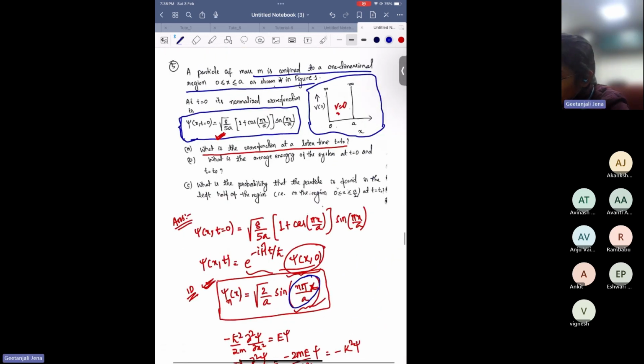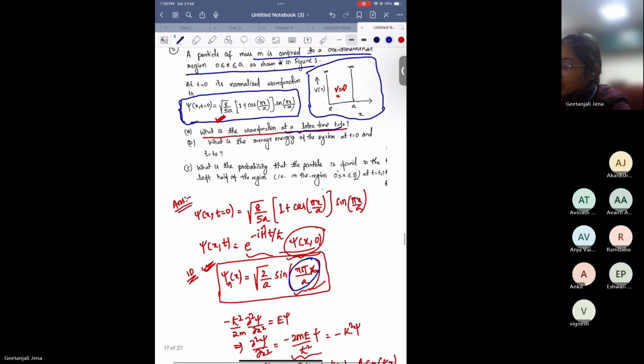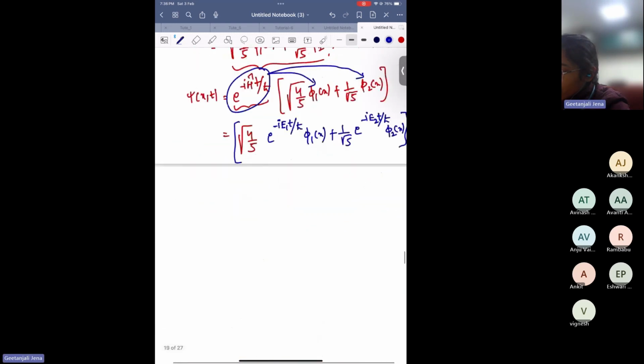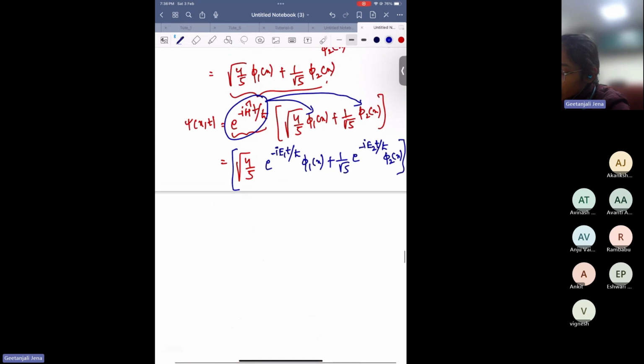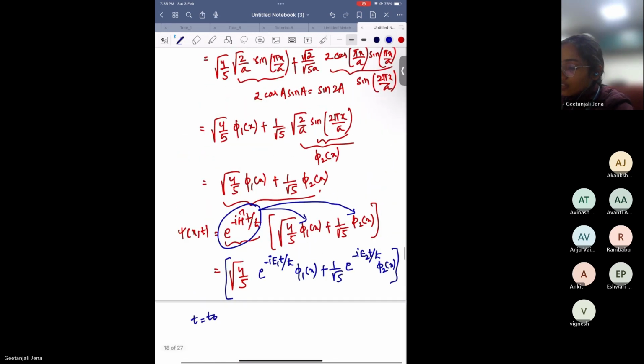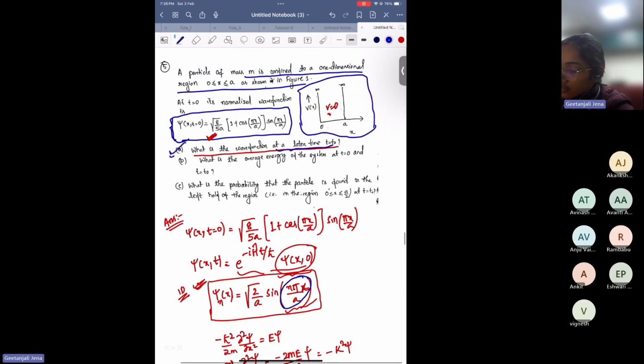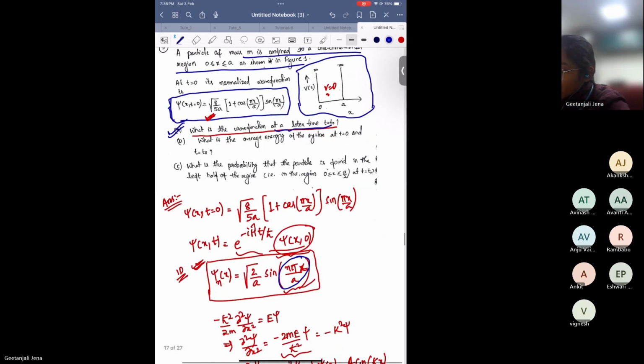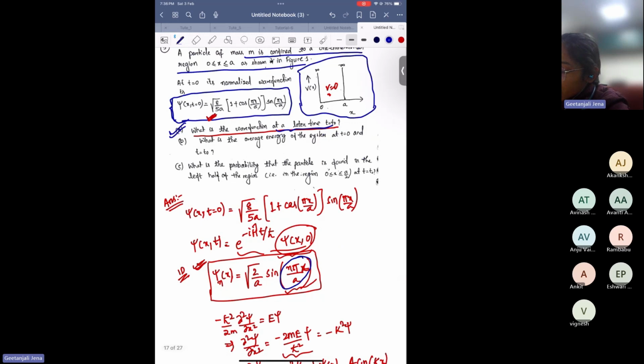What is the wave function at time t equal to t0? For t equal to t0, you can simply replace t with t0. So the first one is done. Now it is asking what is the average energy of the system at time t equal to 0 and at time t equal to t naught.